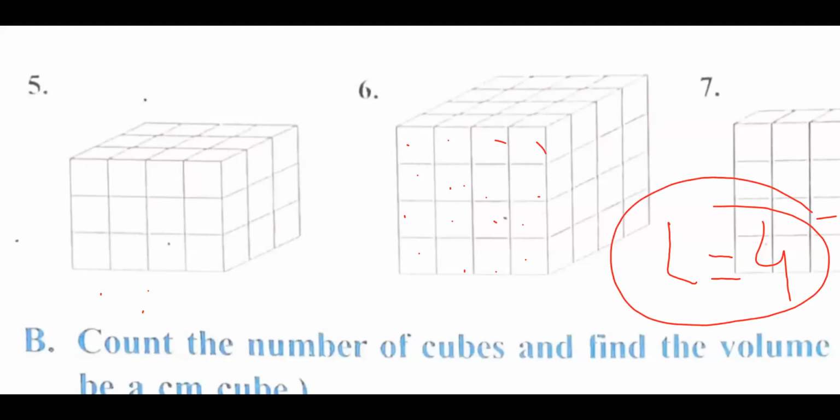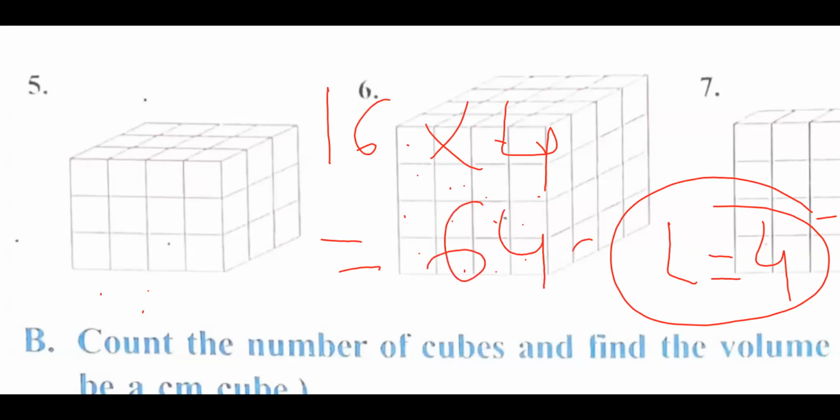Ma'am, 16 multiply 4. Very good. 16 multiply 4. What is the answer? 16 fours are 64. 16 fours are 64 centimeter cube. Clear, Mandeep? Yes, ma'am. Very good, beta. Very good.